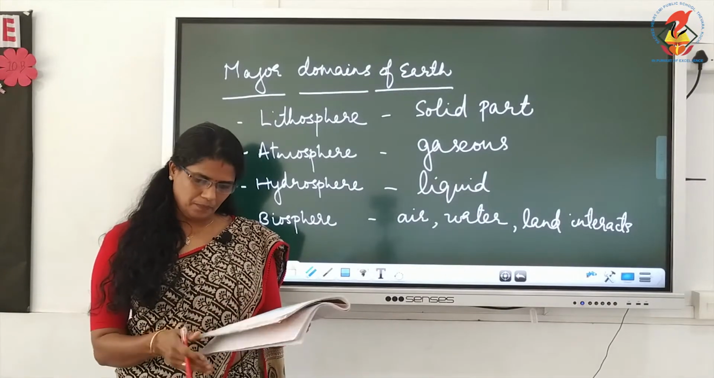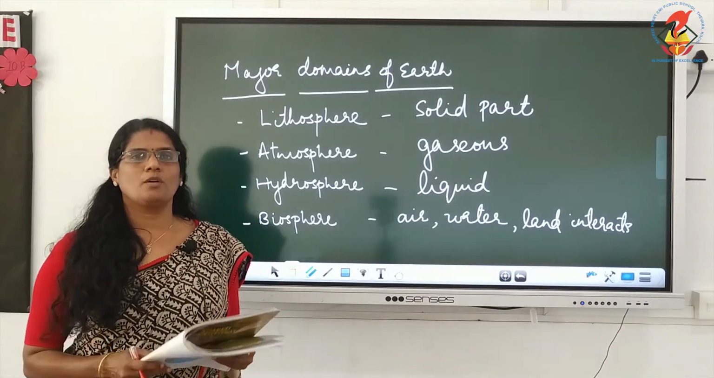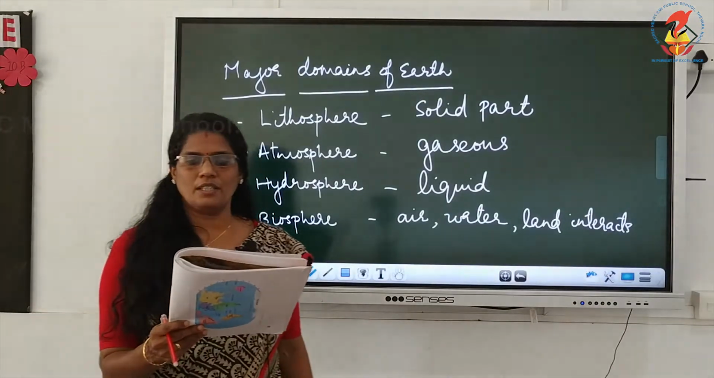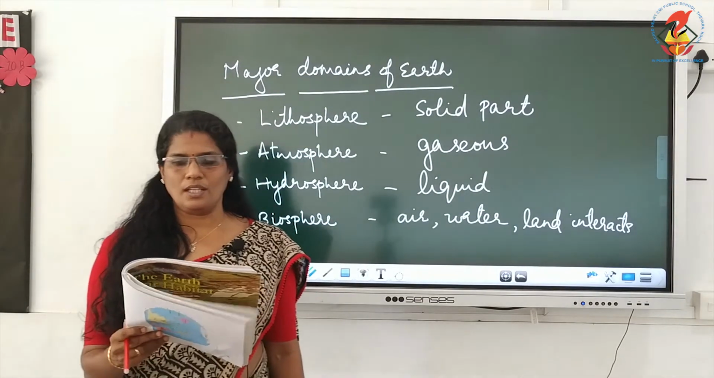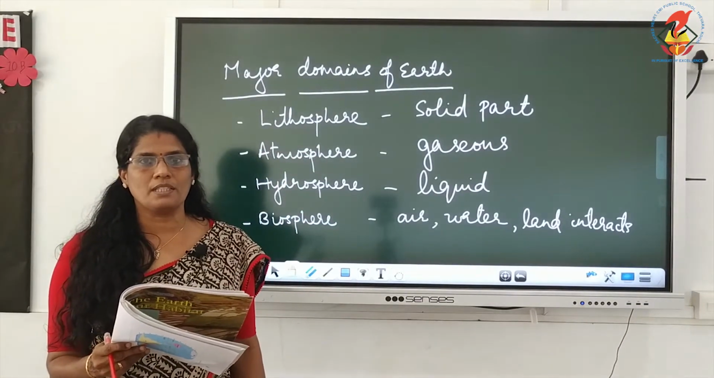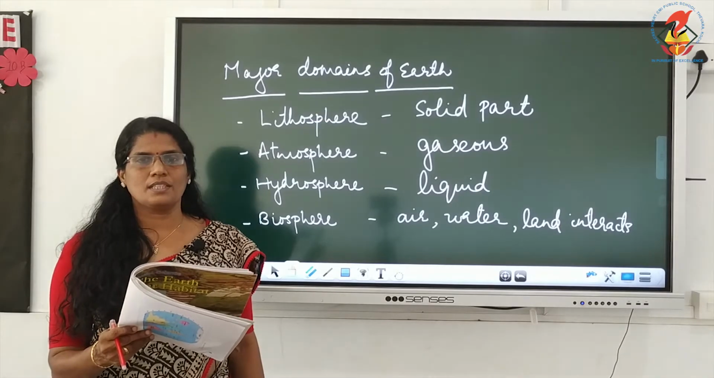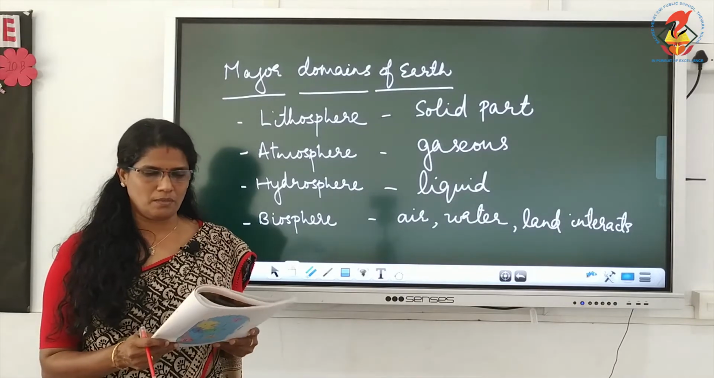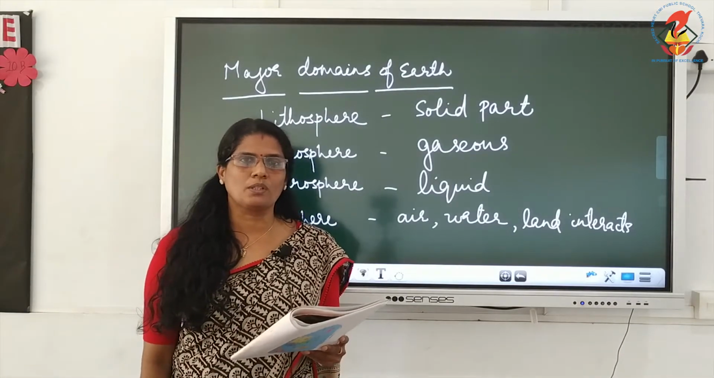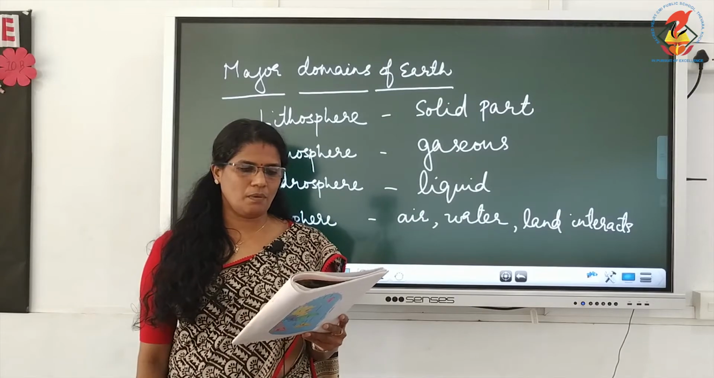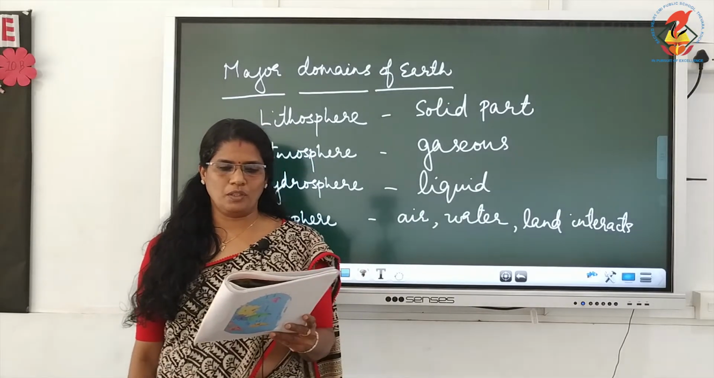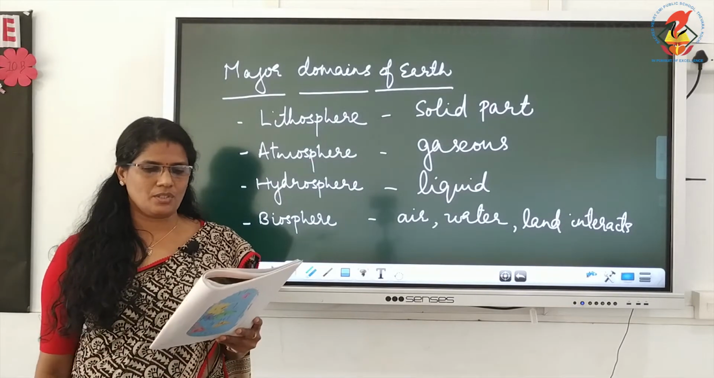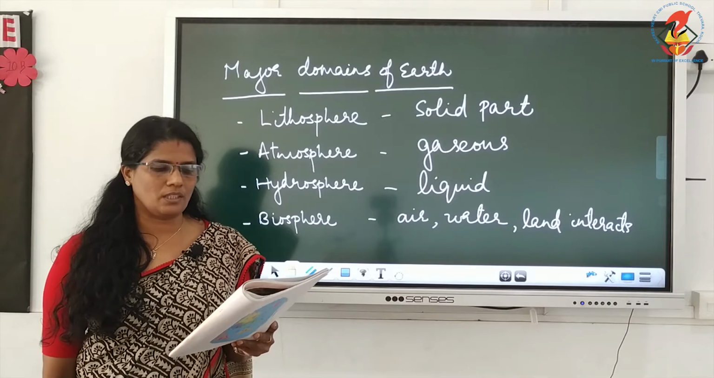Children, take page number 30. Major domains of earth. First paragraph. The surface of the earth is a complex zone in which 3 major components of the environment meet. Underline that. We live in a solid portion called lithosphere. The gaseous part is atmosphere where we can find different types of gases such as oxygen, hydrogen, nitrogen, carbon dioxide.